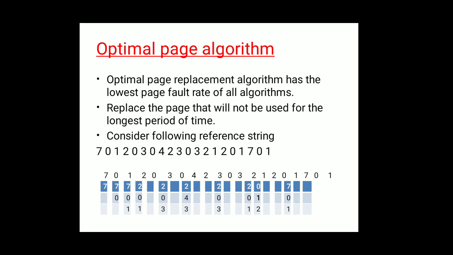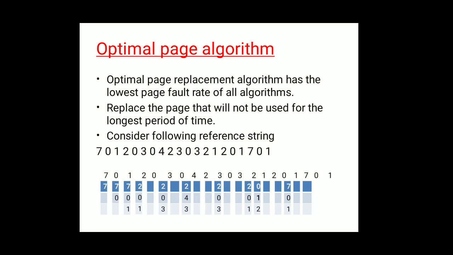So let's take one example with the same reference string. As I said, the first three references will be empty and are going to cause page faults. So that is 770701. These three references are going to result in page faults.